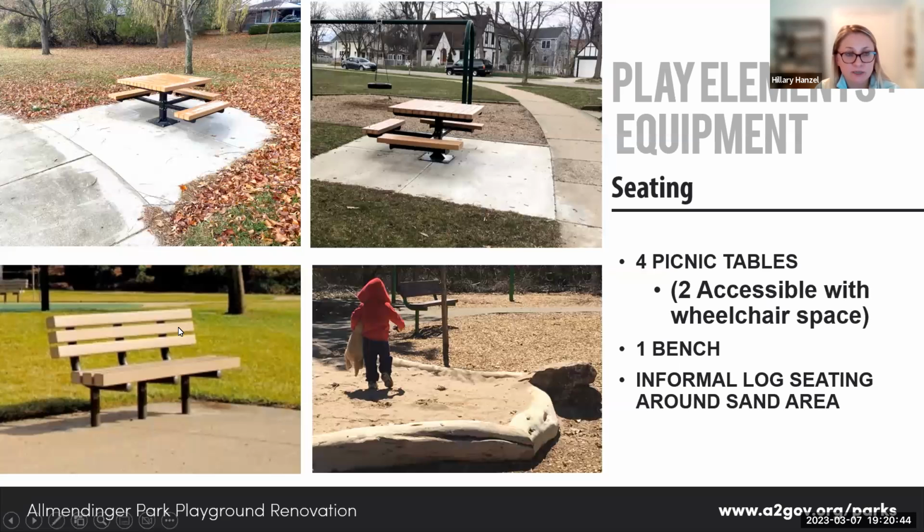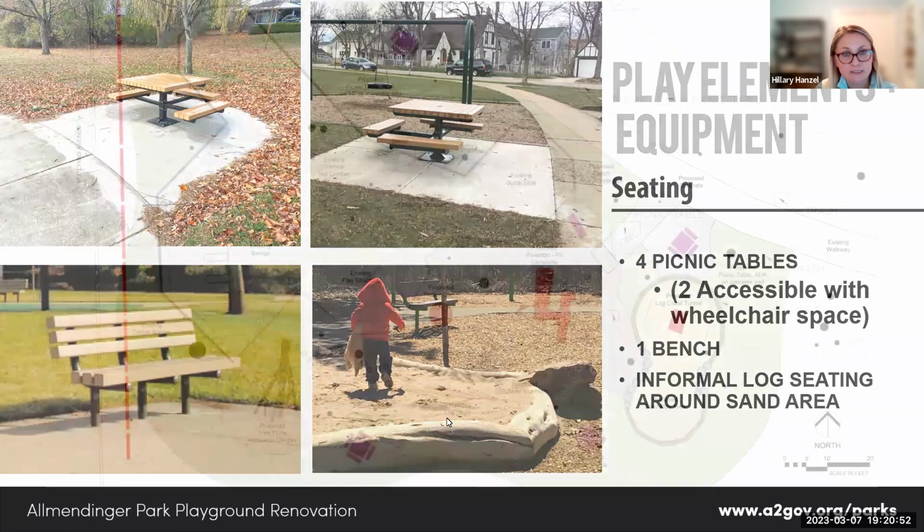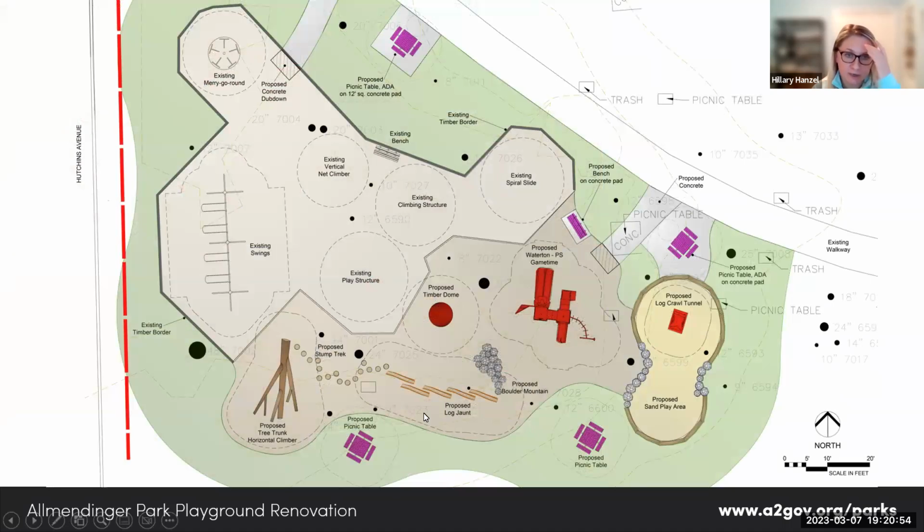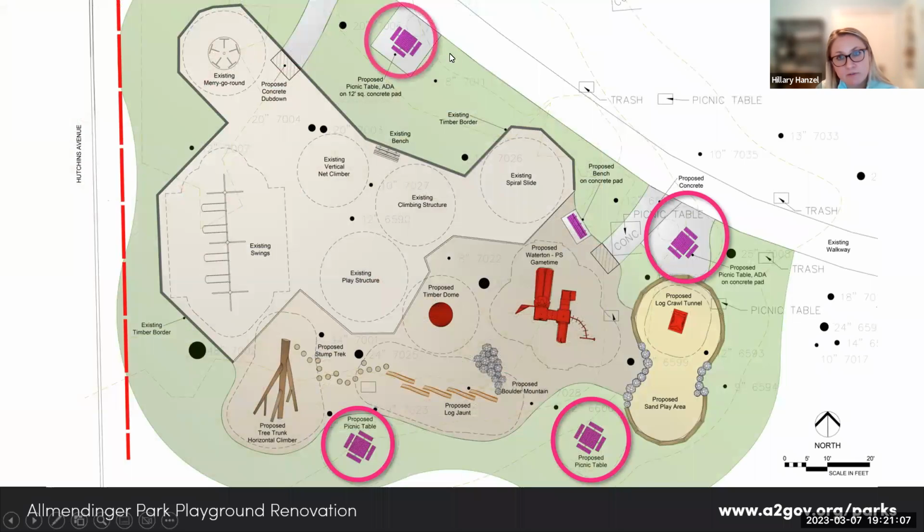And then we'll be adding 1 new bench that we're replacing that's out there currently, again, having some informal seating with logs. And just to give you a sense of where some of the seating is proposed around the edges here, we have some picnic tables that are embedded into the existing landscape, some of these ADA picnic tables right off the main pathway with that accessible concrete connection, and then an additional bench as well.